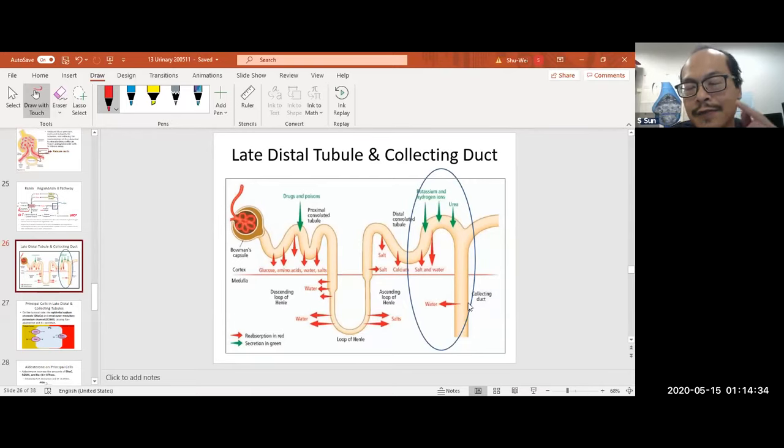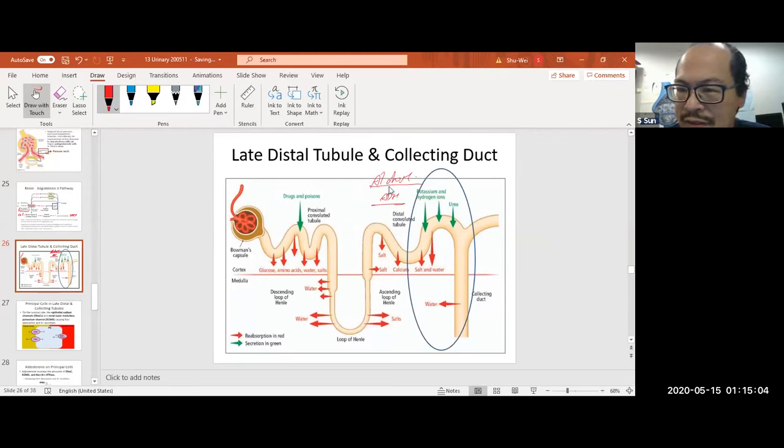Here we have two stories to talk about. One is about aldosterone. The other one is about ADH. So this is the segment affected by aldosterone and ADH. We will learn these two functions here.